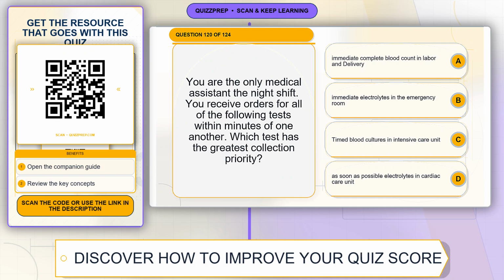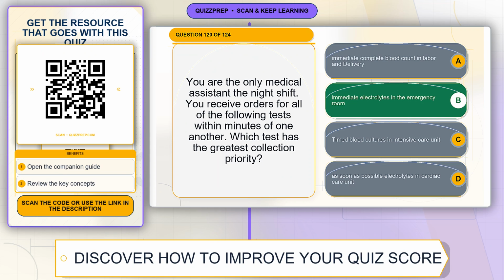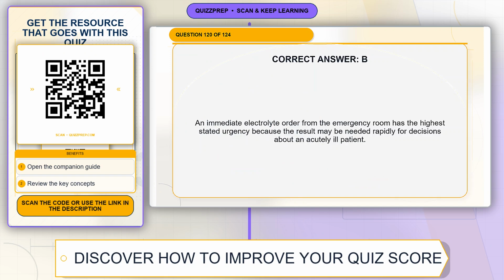Option A, immediate complete blood count in labor and delivery. Option B, immediate electrolytes in the emergency room. Option C, timed blood cultures in intensive care unit. Option D, as soon as possible electrolytes in cardiac care unit. The correct answer is option B, immediate electrolytes in the emergency room. Explanation. An immediate electrolyte order from the emergency room has the highest stated urgency because the result may be needed rapidly for decisions about an acutely ill patient.